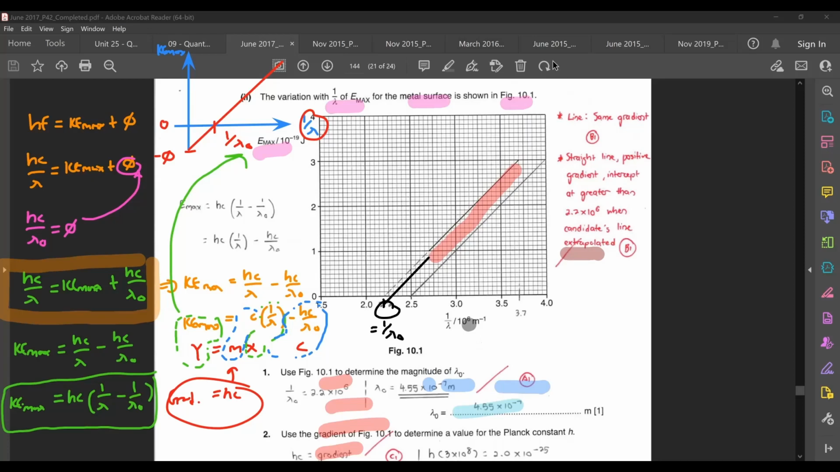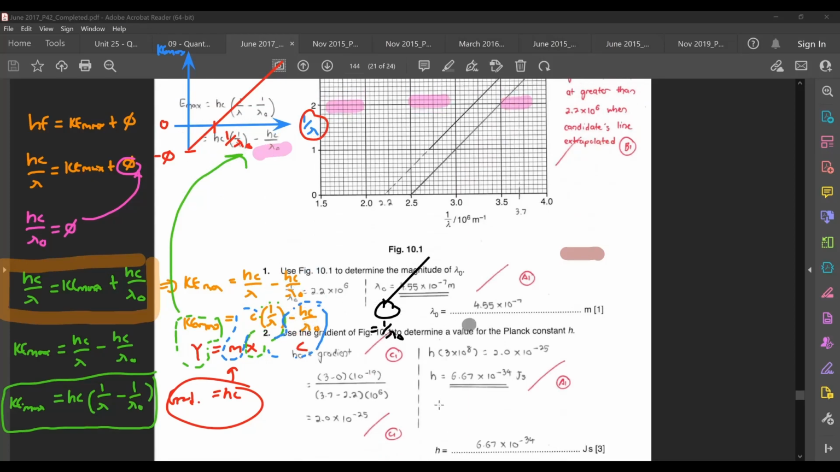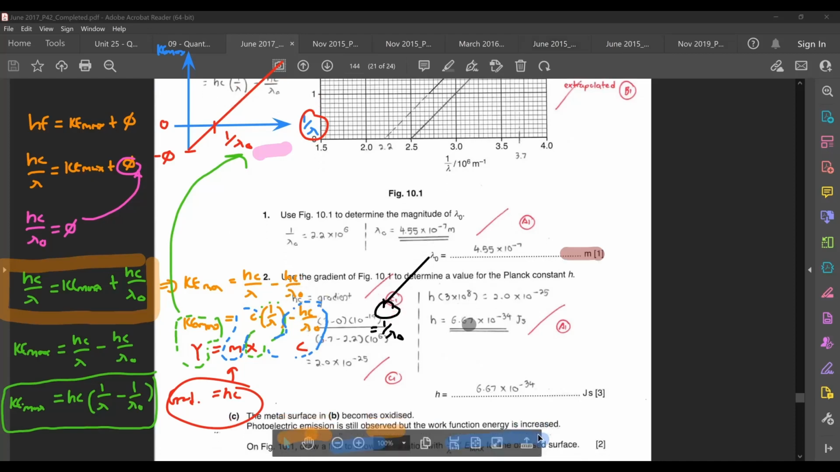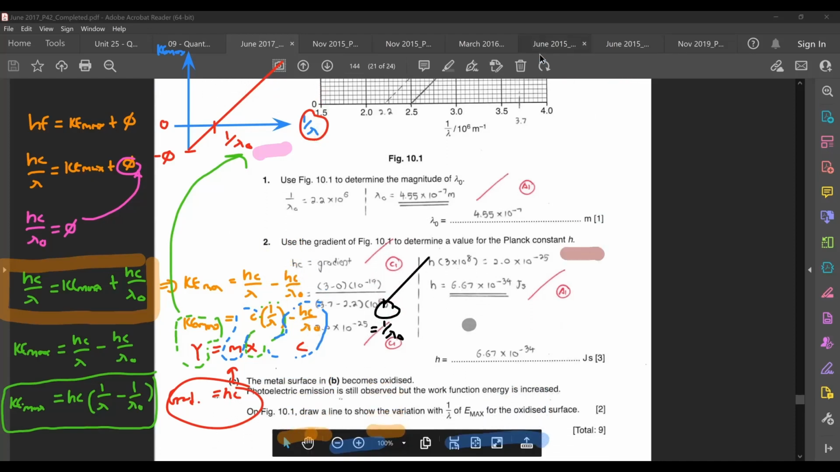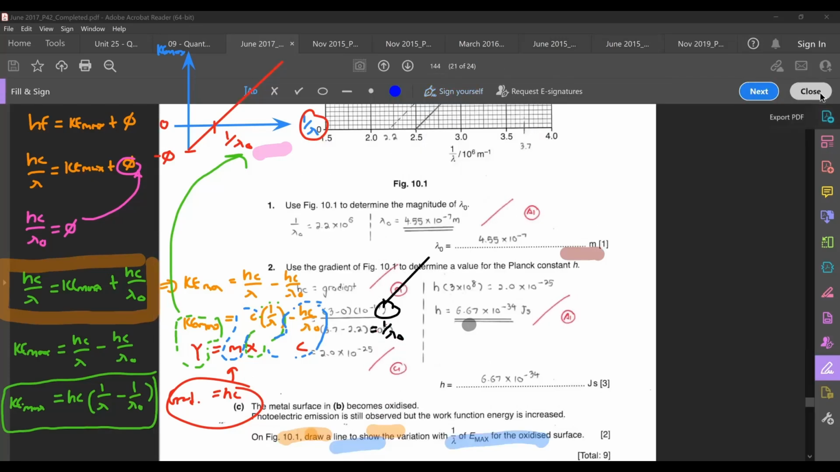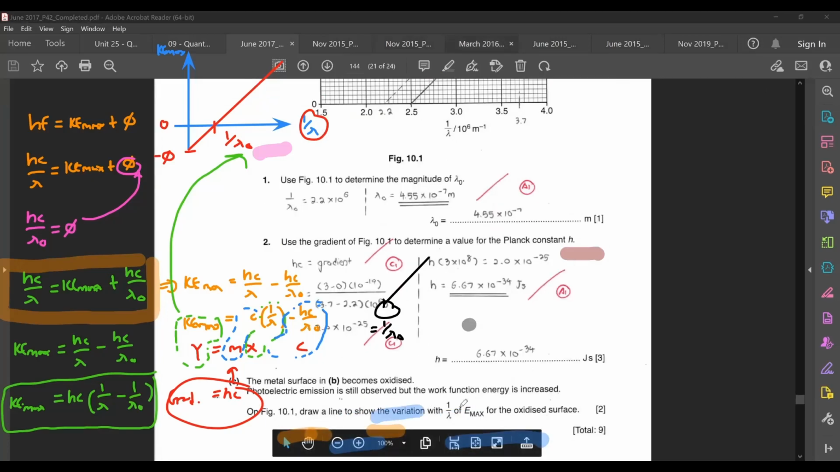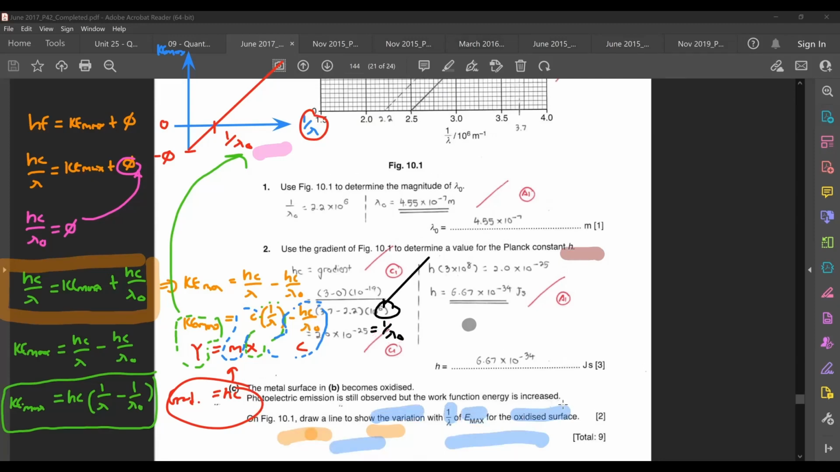If this is okay, then you move on to the very last part of your question. Let me just read it out. They say that the metal surface in B is now oxidized. Photoelectric emission is still observed, but the work function energy has increased. So on figure 10.1, draw a line to show the variation of 1 over lambda against E max for the oxidized surface.